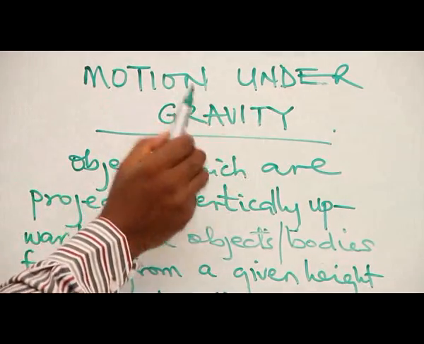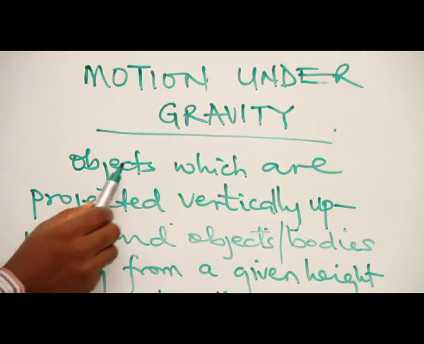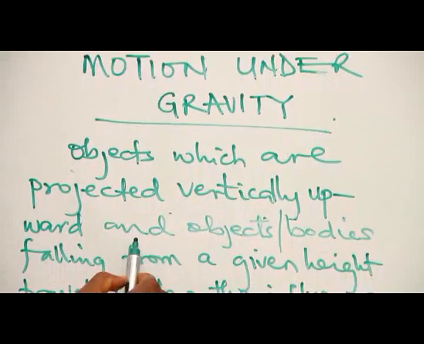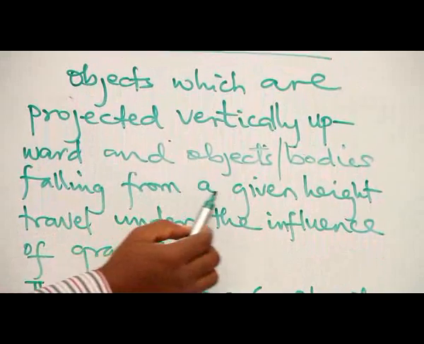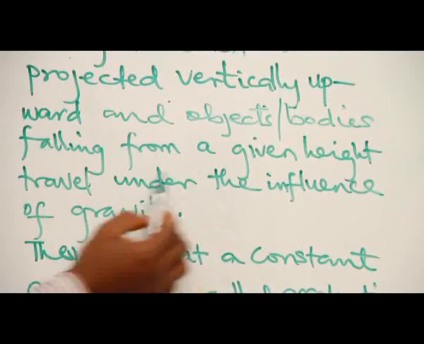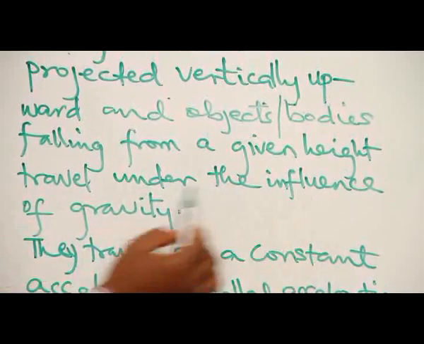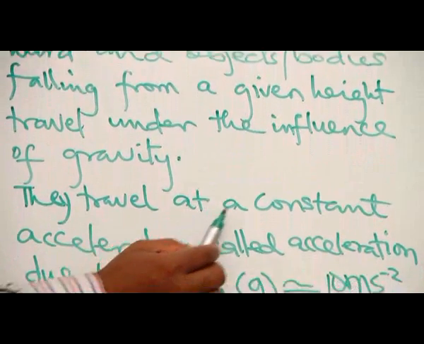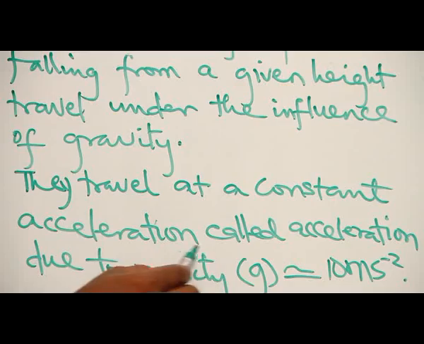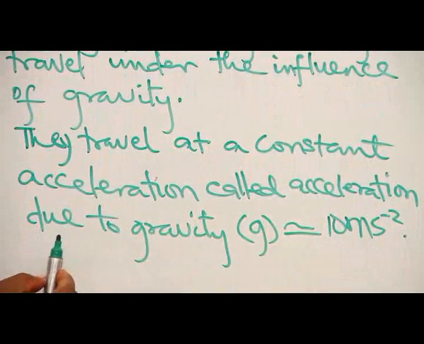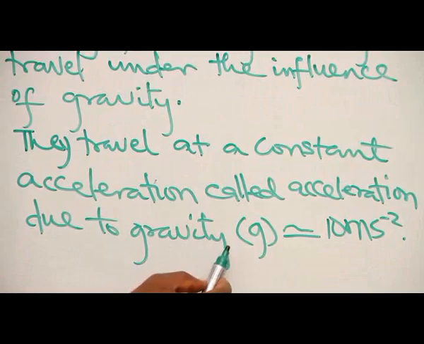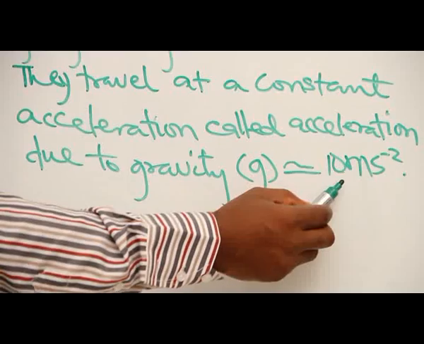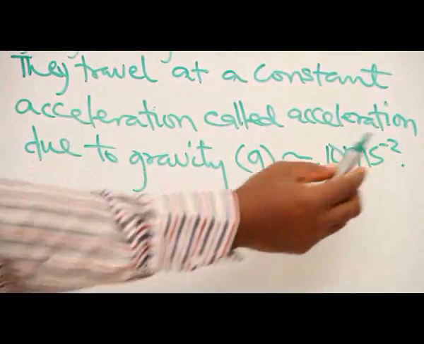Motion under gravity. Objects which are projected vertically upwards and objects or bodies falling from a given height travel under the influence of gravity. They travel at a constant acceleration called acceleration due to gravity, represented by small letter g, which is approximately equal to 10 meters per second square.